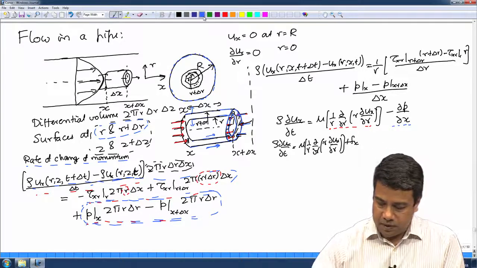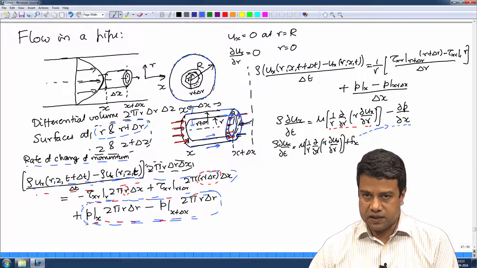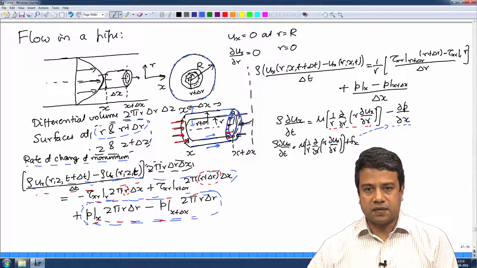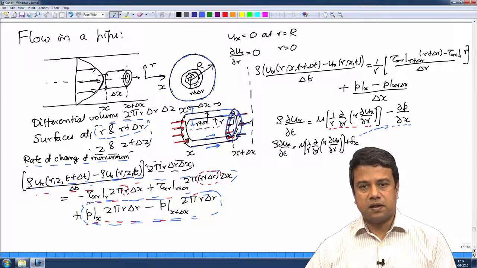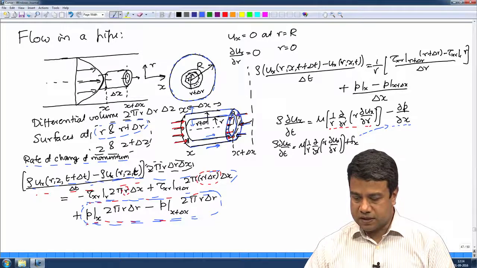So, the point I am trying to make here is that the pressure gradient acts exactly the same as a force density. The negative of the pressure gradient in the x direction is equal to the force density. The negative of the pressure gradient is the excess force that is exerted in the plus x direction. That is analogous to a force density.